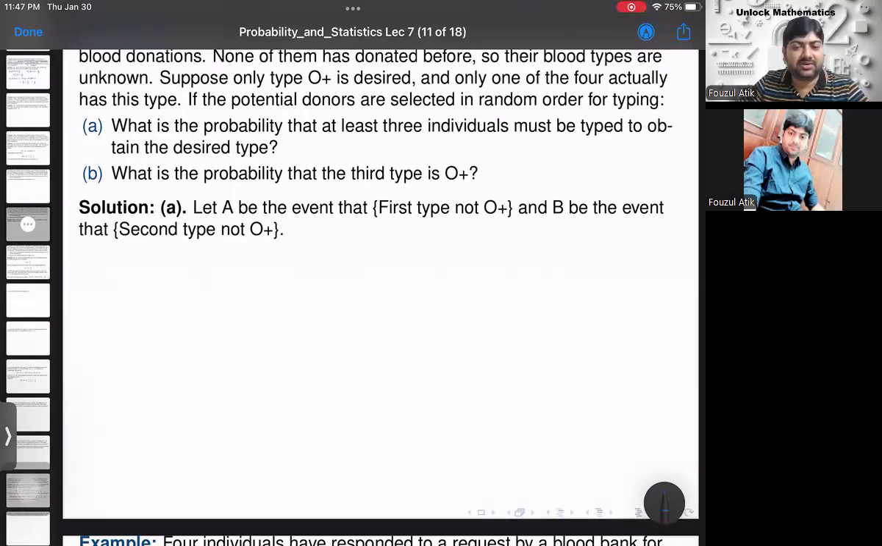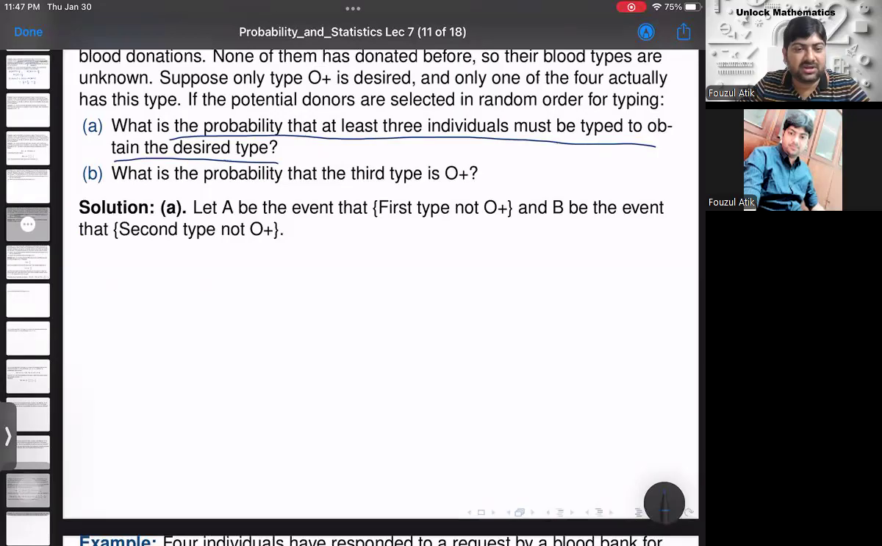So that means whenever she types the first person, that person should not have the O positive blood. A is the event that the first event already happened, then the second person came. The second person also should not have the O positive blood. Then the third and fourth remain, and the desired person may come in the third step or in the fourth step. So the question says: what is the probability that at least three individuals must be typed to obtain the desired type? That means the events A and B both should happen.